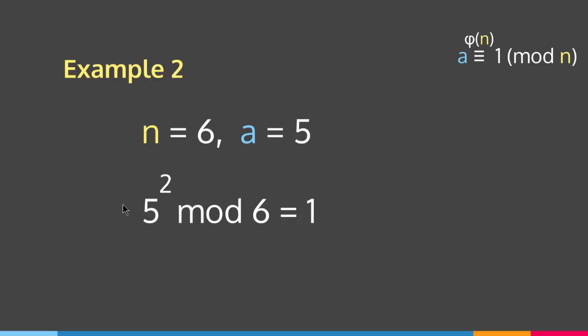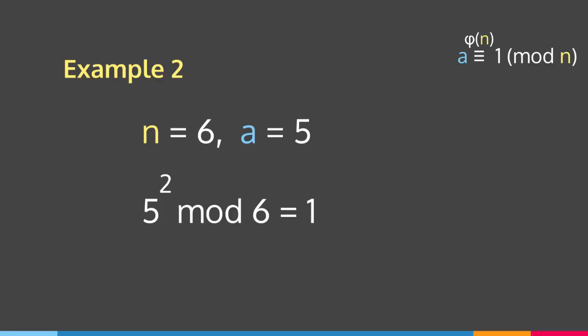Suppose we have n equaling 6 and a equaling 5. The totatives of 6 are 1 and 5, so phi of n, or phi of 6, equals 2. 5 squared mod 6: 5 squared is 25, and 25 mod 6 equals 1. So a to the phi of n is congruent to 1 mod n when n equals 6 and a equals 5. So basically, this is Euler and Fermat's theorem.